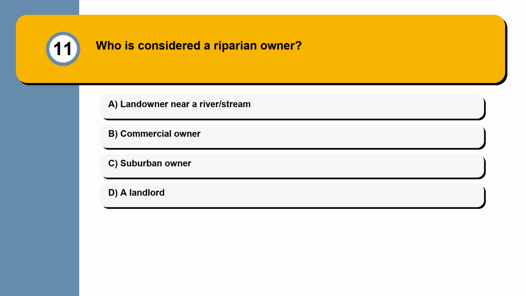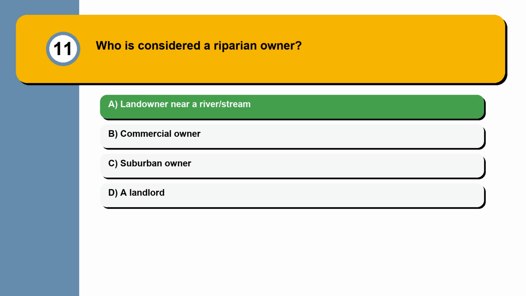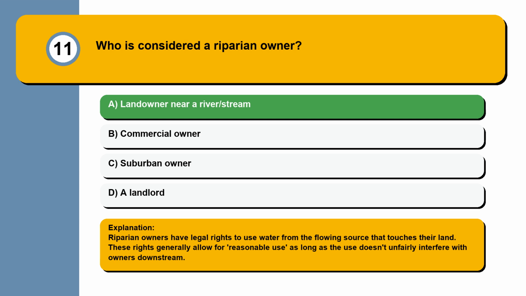Question 11. Who is considered a riparian owner? Landowner near a river or stream, commercial owner, suburban owner, a landlord. Riparian owners have legal rights to use water from the flowing source that touches their land. These rights generally allow for reasonable use as long as the use doesn't unfairly interfere with owners downstream.